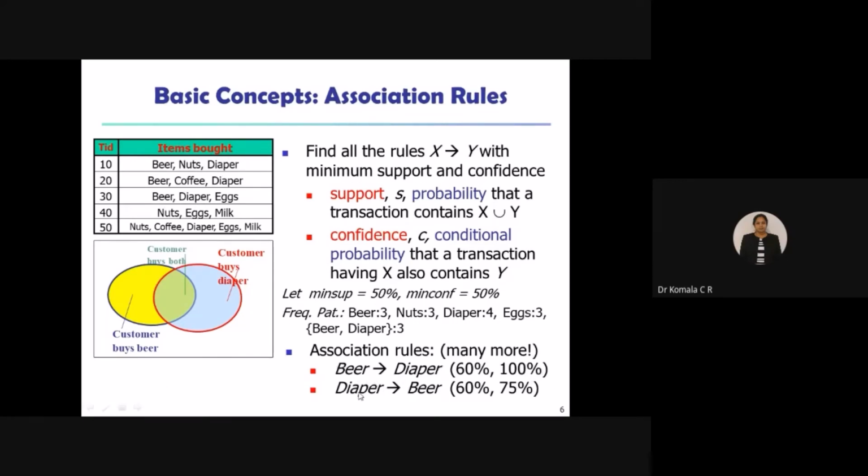Same way, if I interchange and take X as diaper and Y as beer, is beer appearing every time diaper is appearing? Check that. No. The first time, beer appears with diaper. The second time, beer appears with diaper. The third time, beer appears with diaper. But the last time diaper appears, beer is not there. That means out of 1, 2, 3, 4 diaper transactions, only 3 times beer appears with diaper. So we calculate 3 by 4, which is 75%.